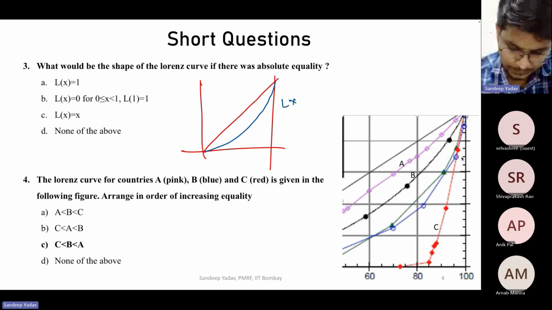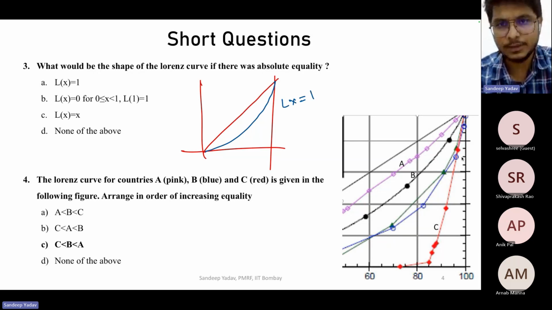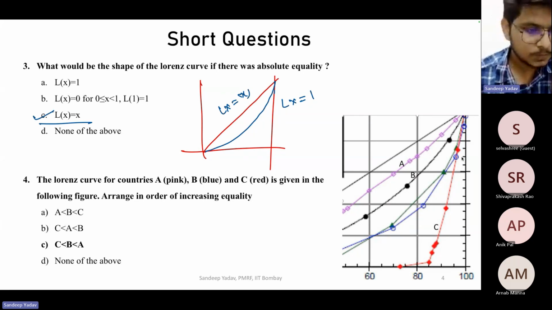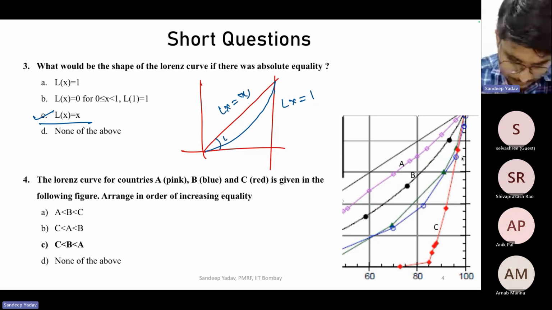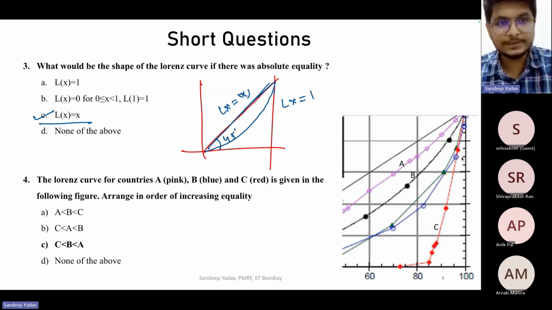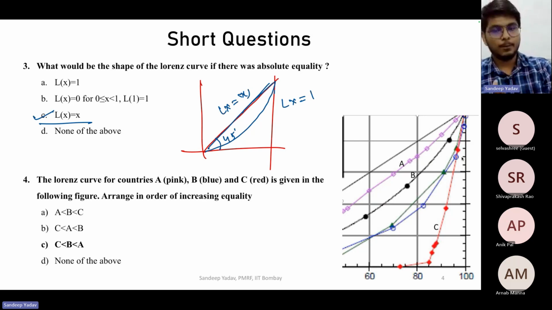When Lx is equal to 1, that is the case where all the income is held by 100% of... no, that is inequality. Absolute equality will be Lx equal to x, in case C. In case of absolute equality, the Lorenz curve follows the 45-degree line, that is this line. So the right answer will be Lx equal to x. It implies that the wealth is distributed equally among the whole population.